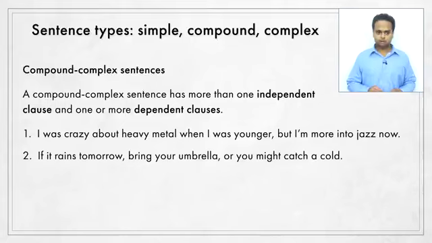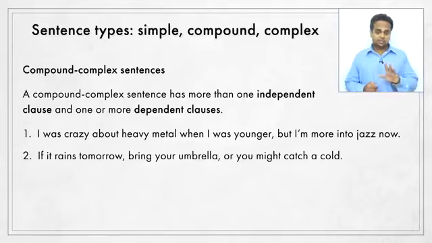Here's another example. If it rains tomorrow, bring your umbrella or you might catch a cold. Can you identify the different clauses here? Well, the first clause is dependent: if it rains tomorrow. Then there's an independent clause, bring your umbrella.